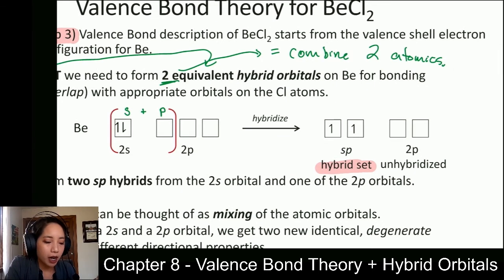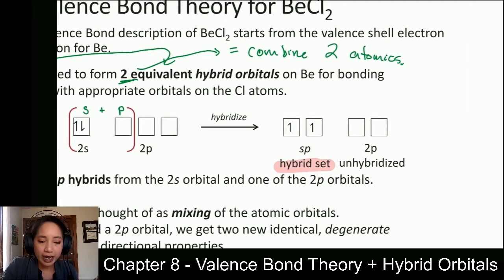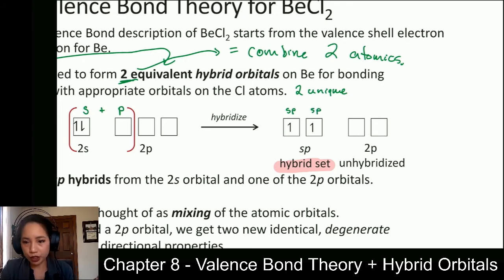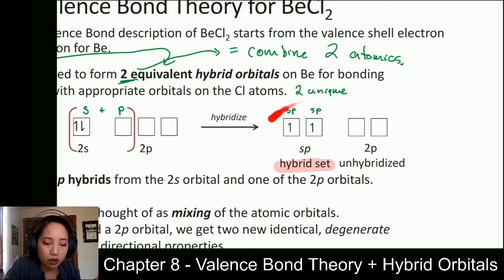So since we combined an s and p orbital, we now get two unique sp orbitals. We're just combining letters now. So each of these hybrid orbitals is called an sp orbital, and they're two different unique ones. And I'll show you what that looks like in, I think, the next slide. So these are the orbitals we hybridized. We did not touch these other p orbitals. Those two unhybridized orbitals, the orbitals we didn't touch, are still there. So that's an important thing.